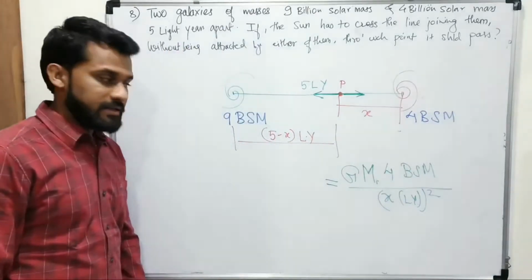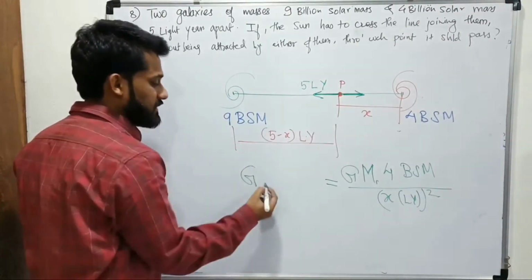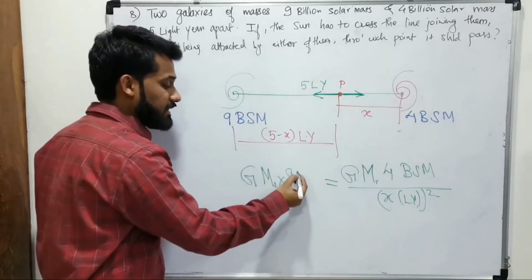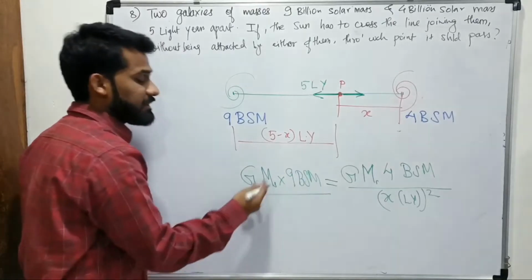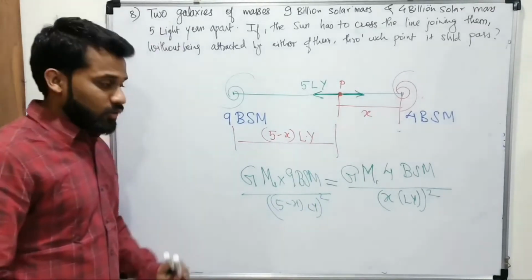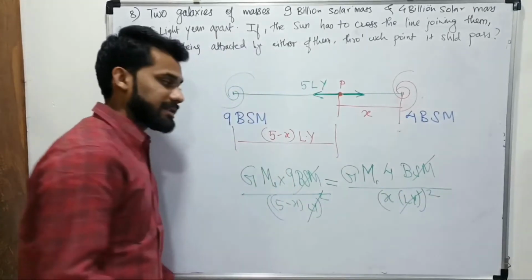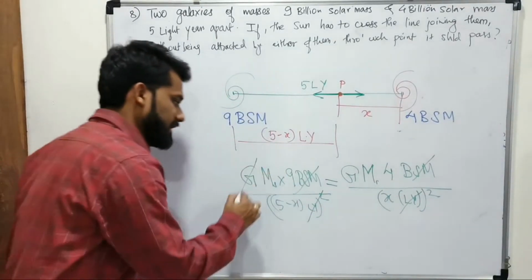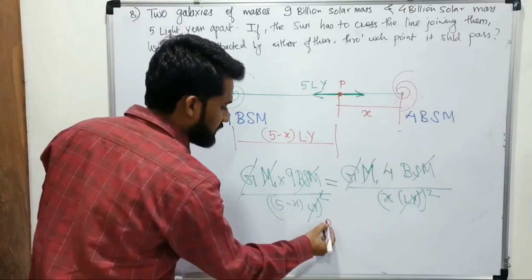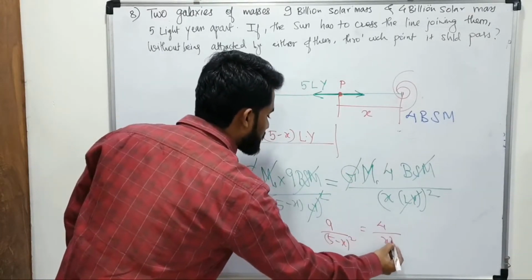It is in light years, right? And what is the force because of the larger galaxy? It is G, mass of sun, Ms, into 9 billion solar mass, the mass of this galaxy, divided by the distance, which is 5 minus x light year, the whole square. See, no need to convert the units because the units are cancelling. Everything is the same on both sides. Light years will cancel straight away over here. And G will cancel, solar mass will cancel. So what is left is 9 upon (5 minus x) the whole square equals 4 upon x square.